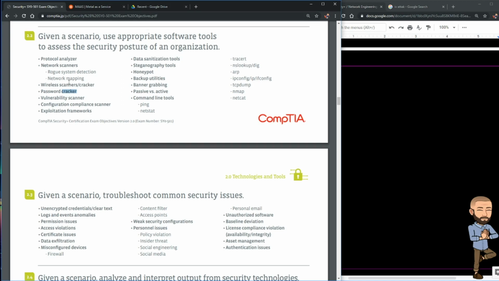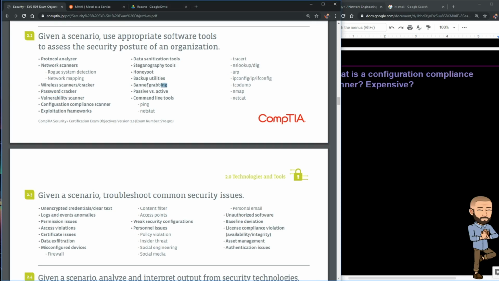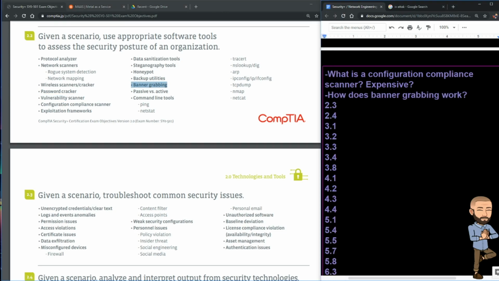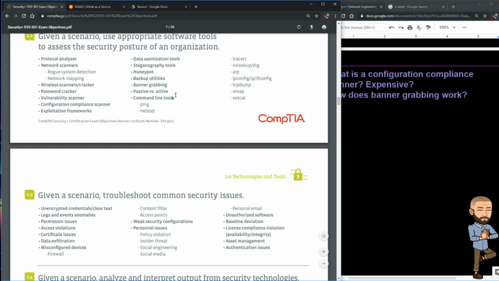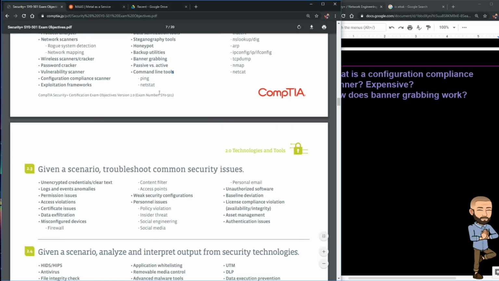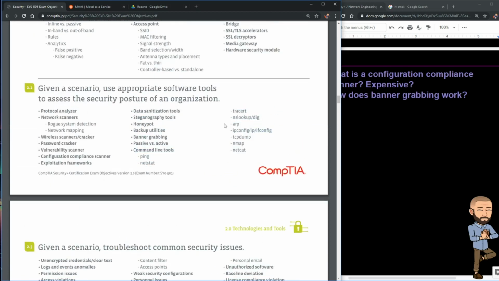I think Nmap is a type of vulnerability scanner, so definitely learn everything you can about Nmap. But what is this? A configuration compliance scanner? Are those expensive? How do those work? I'll need to learn more about that. Oh, banner grabbing. Simply, how does banner grabbing work? I'm going to post these questions in the description, and then we can compare our answers in the comments. Here are the command line tools you should know really well, and that's the end of that.